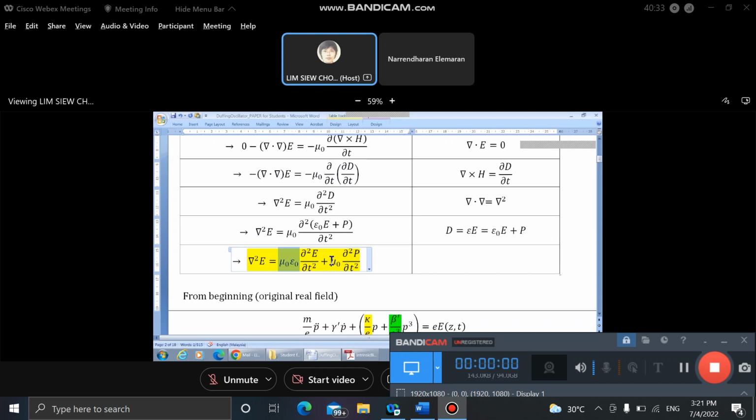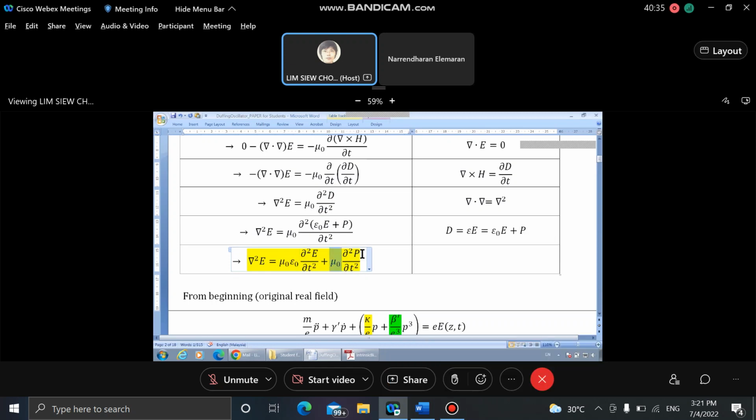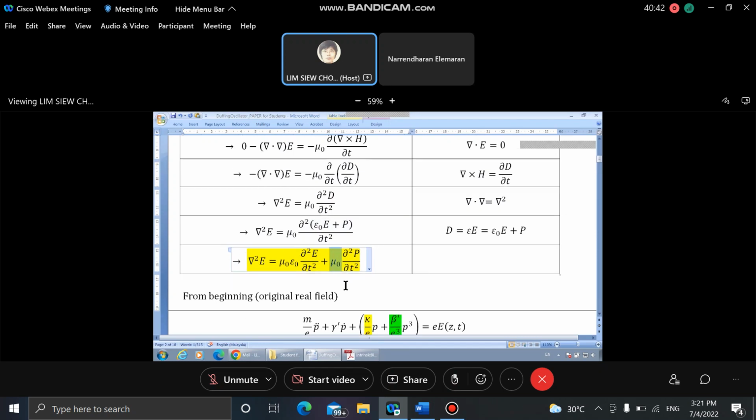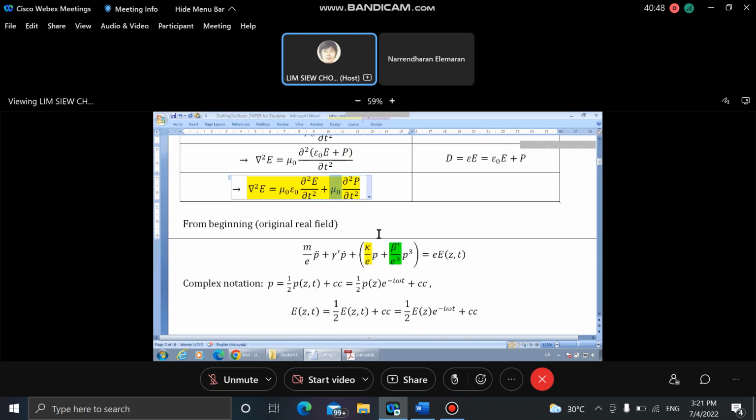So this term you have only the mu naught. Okay, so this is the wave equation in terms of E and P. Right? Just now I showed the things that are used. All right, so this is the wave equation. And then we go back to the paper, because we want to derive the results in the paper.